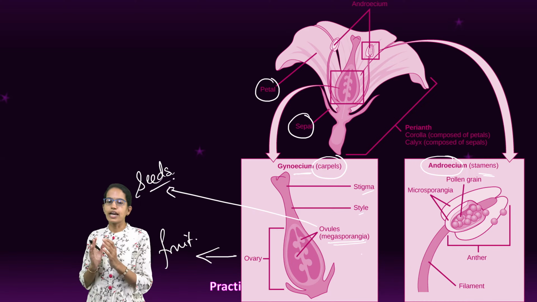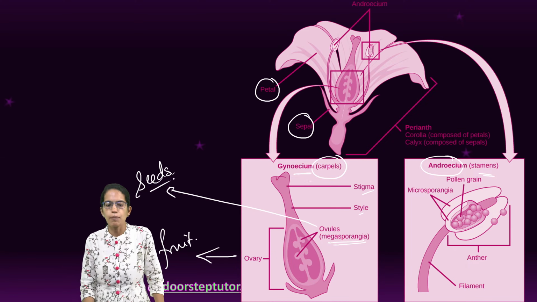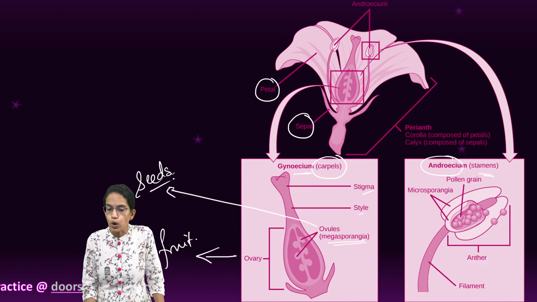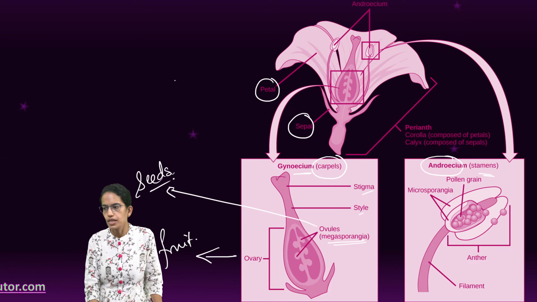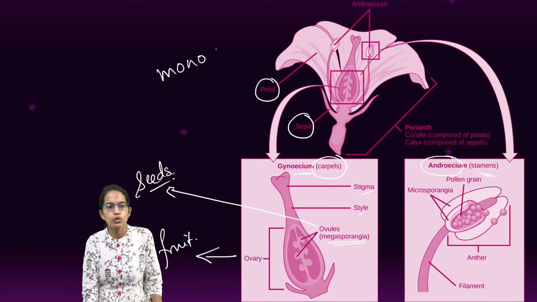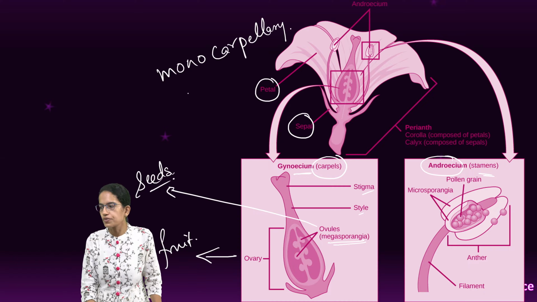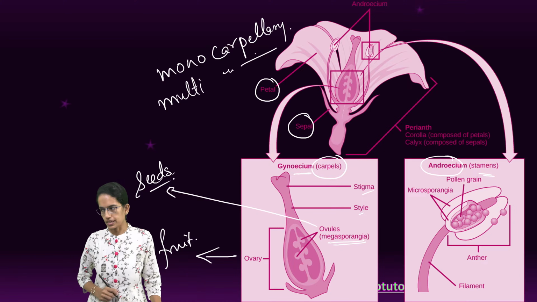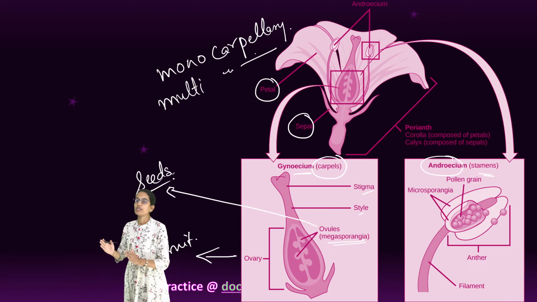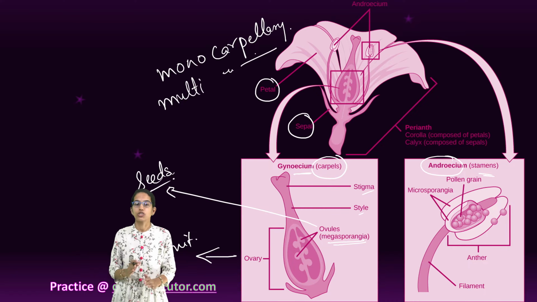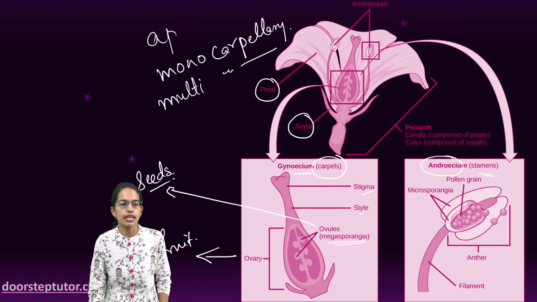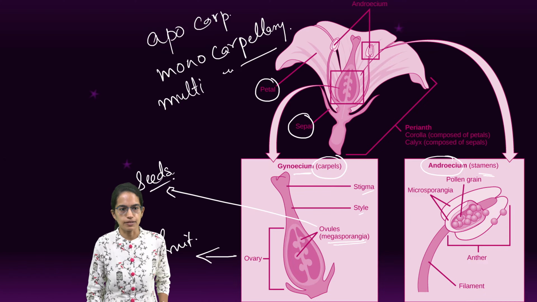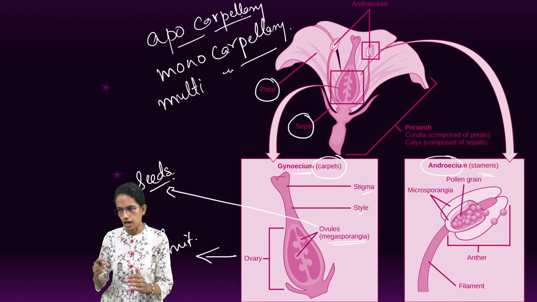Now there can be various instances. For example, a flower can have only one gynoecium or one carpel. It is known as monocarpellary, right? If there are more than one carpels, it is known as multicarpellary. Also, there are some plants in which no carpel is present, and they are known as apocarpellary. So these are some of the terms which we use with carpels.